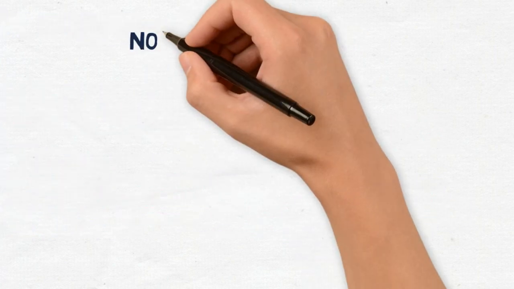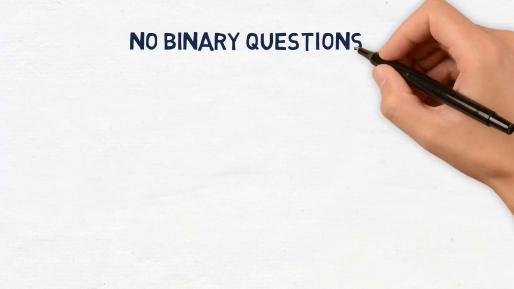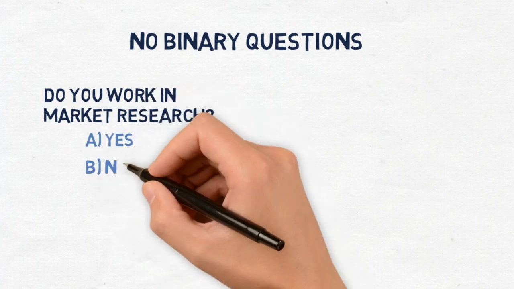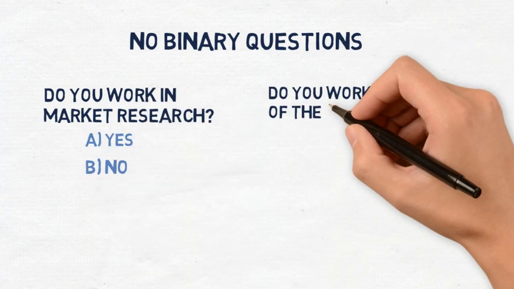Our next tip is to stay away from binary yes or no questions. Instead, use multiple choice questions. With binary questions, participants have a 50% shot of qualifying, which decreases the credibility of the study. For example, instead of asking, do you work in market research? You can ask, do you work in any of the following fields?